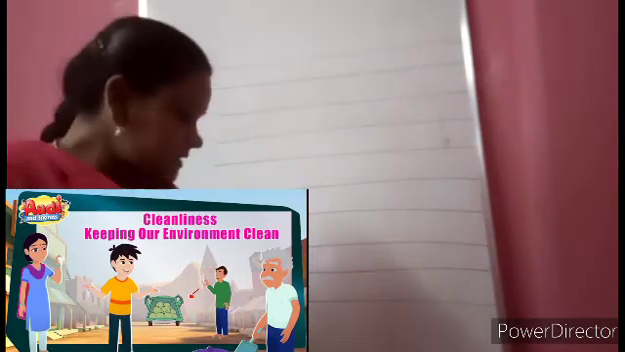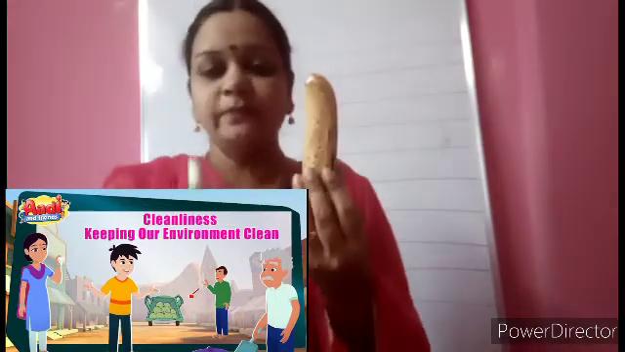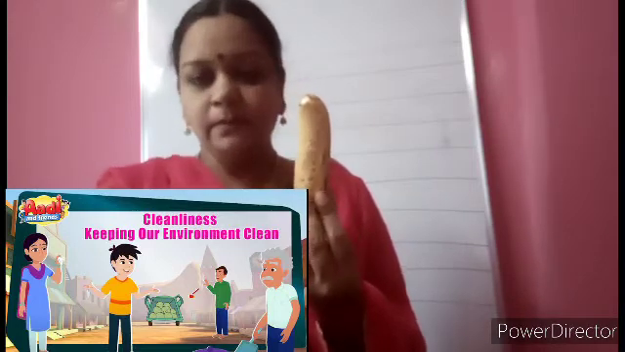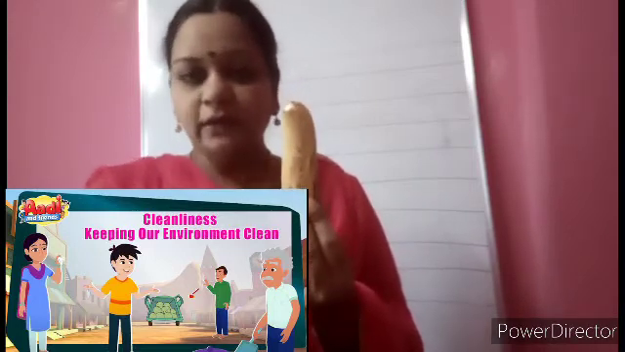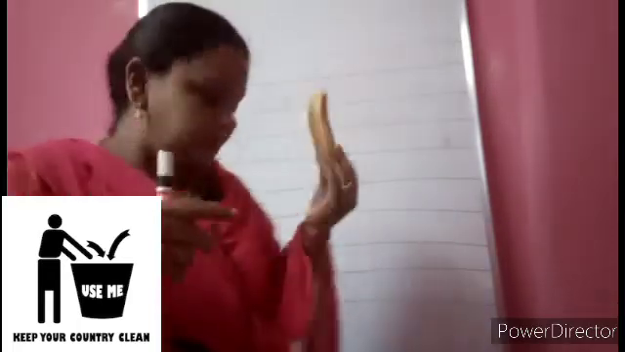So now as a part of that, I want to show you some things. See here, can you see what is this, children? This is a banana. So when you want to eat it, we will peel it and we will eat the fruit. And what happens to the peel, children? It becomes a waste or not? Very good. So banana peel is one type of waste which is produced by us.